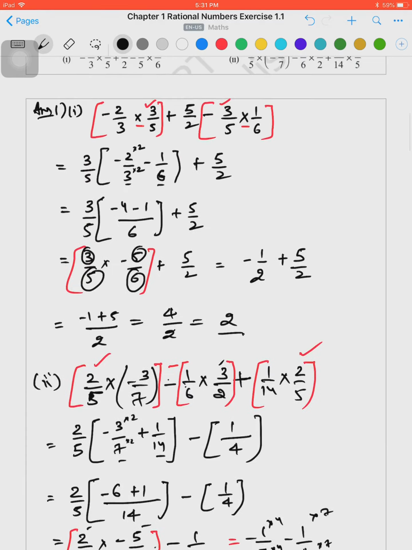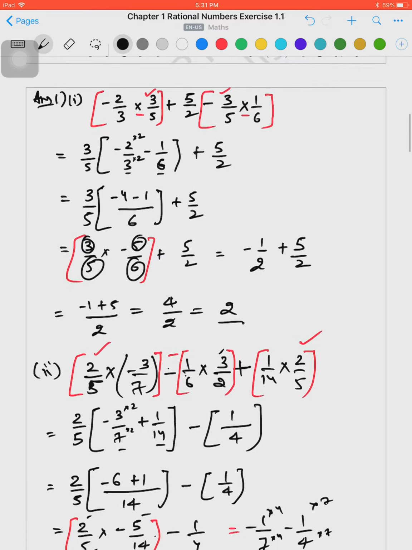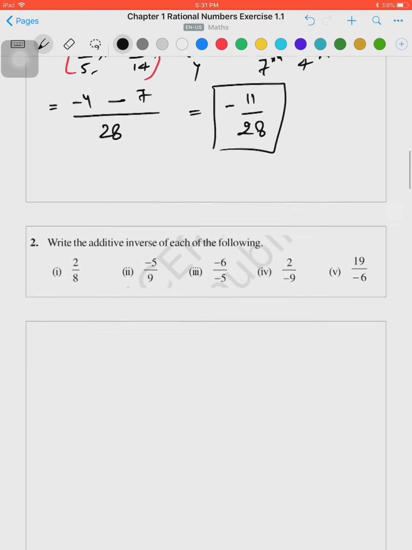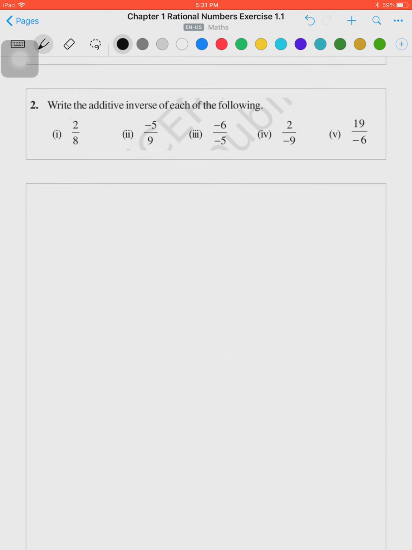That's how we have to solve these questions. I hope it is clear to you everyone. Moving ahead, next we have question number 2.